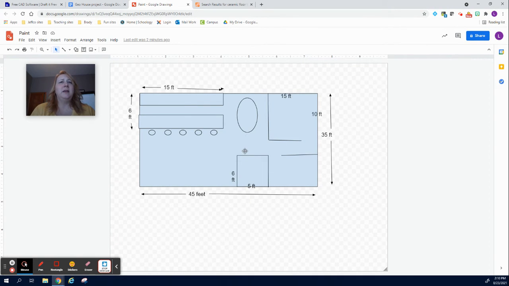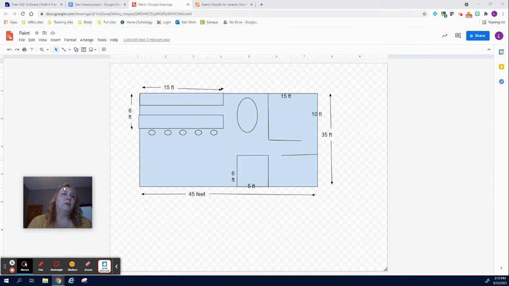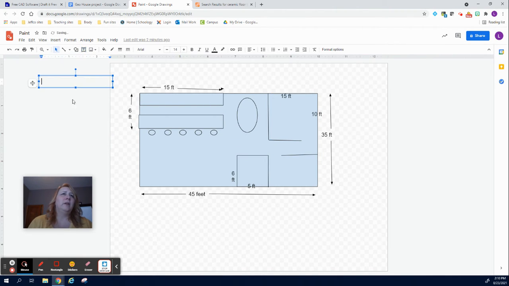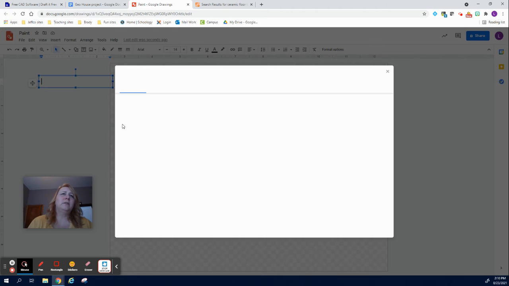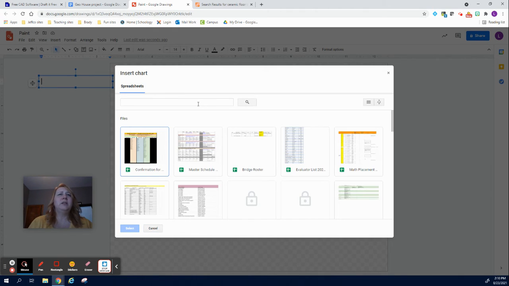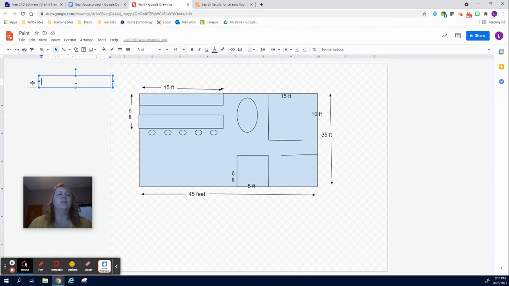So here's my paint picture. Let's see if you can insert a table. I don't see that you can insert a table, and I don't think you can inside of a text box. Can I insert a chart? I don't think that will work. So from Sheets you could do this. You could insert part of a spreadsheet, if you wanted to make this on a spreadsheet, and that would actually work.